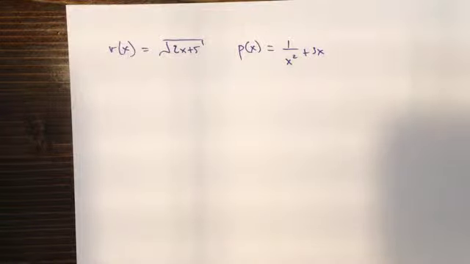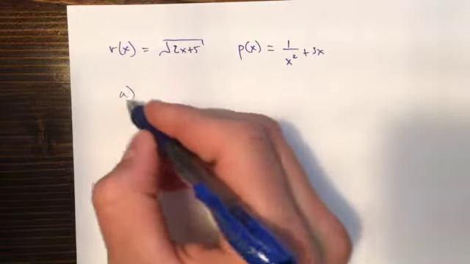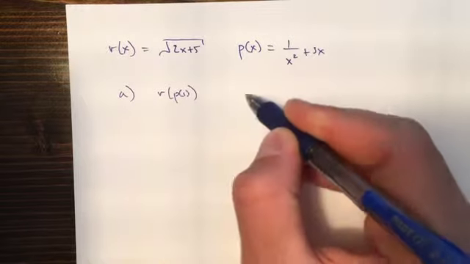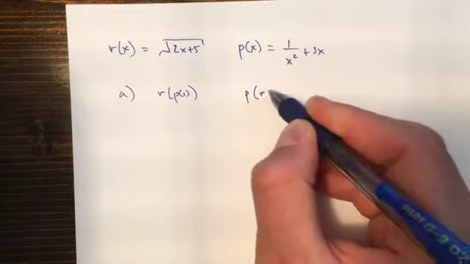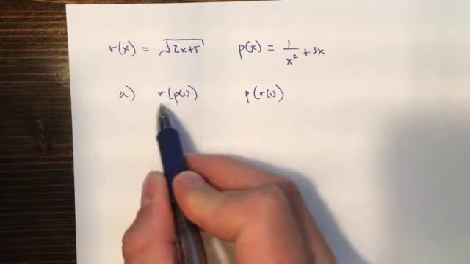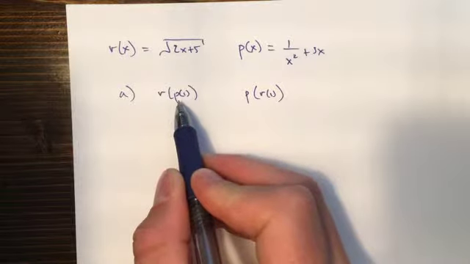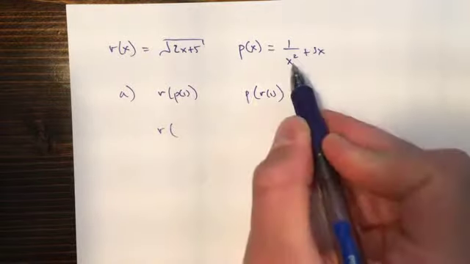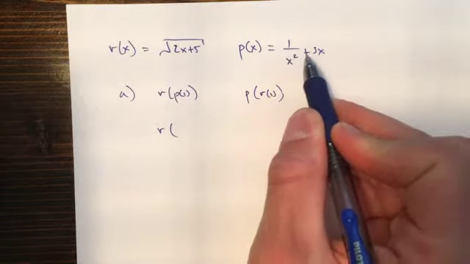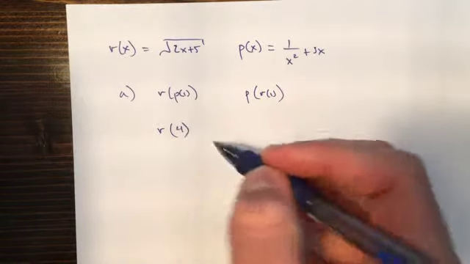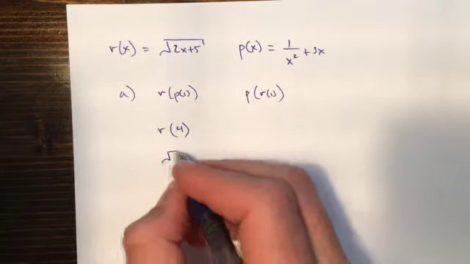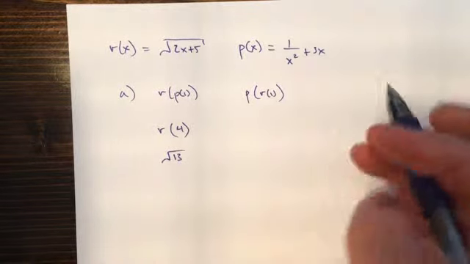So for composition of functions, we had r of x and p of x, two functions. And it asks us to evaluate r of p of 1 and p of r of 1. So remember, for r of p of 1, we want to find p of 1 first. So that would be r of, well, plugging in 1 here, I get 1 over 1 plus 3, which is 4. So r of 4 would be 8 plus 5, so square root 13.